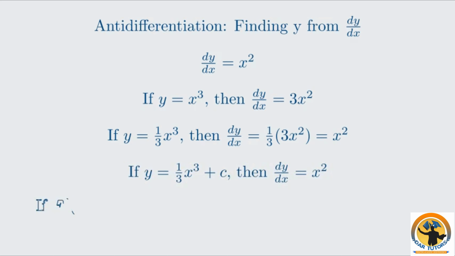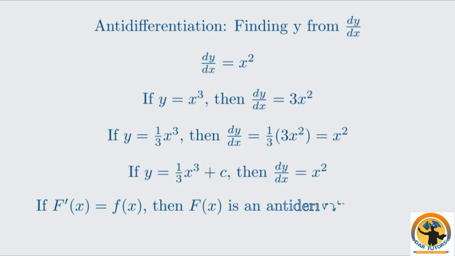We say that F of x is an antiderivative of f of x if the derivative of F of x is f of x. The simplest antiderivative is the one where the constant of integration is 0. Let's work through some examples to solidify this concept. We'll find the antiderivative of a few common functions.